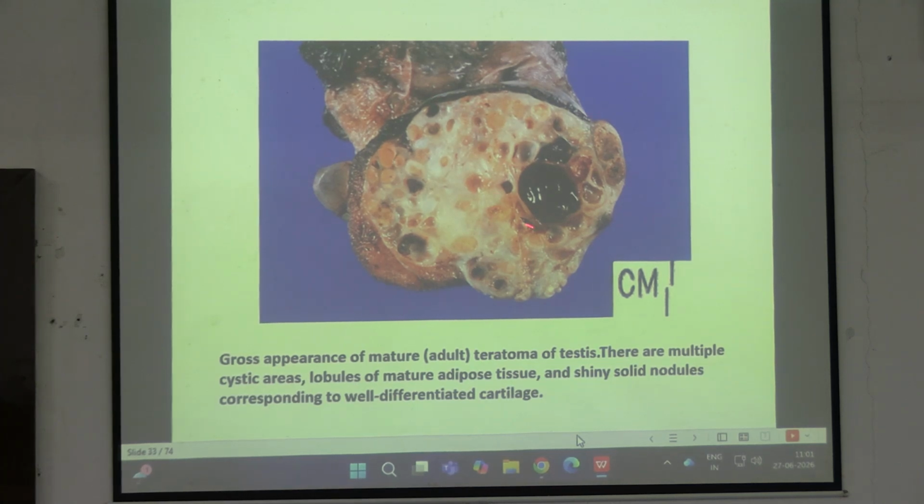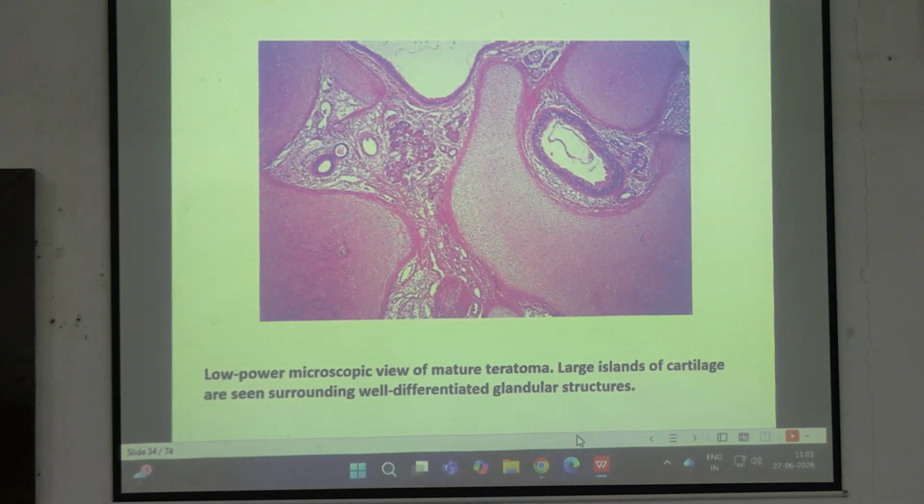This is the gross appearance of mature teratoma. Can you appreciate some fat lobules? Adipose tissue can also be present in between. Now again this is mature teratoma. I don't know if you can appreciate, there are some well differentiated glands here. Here, what is present? This part is cartilage and there is some neural tissue also present.